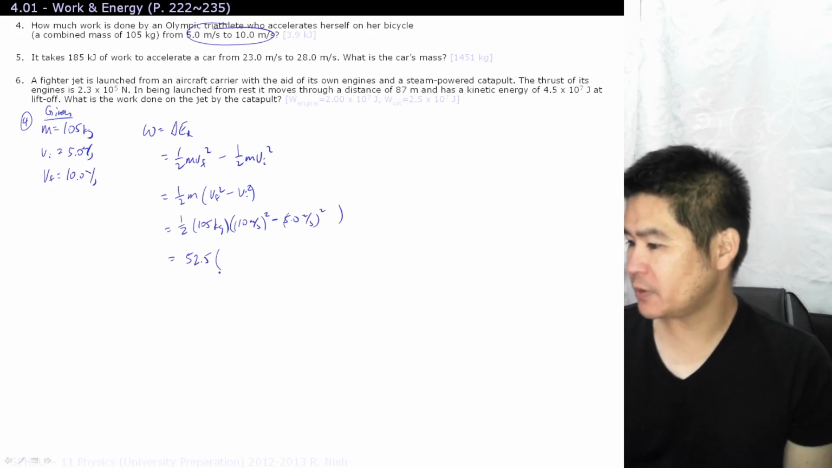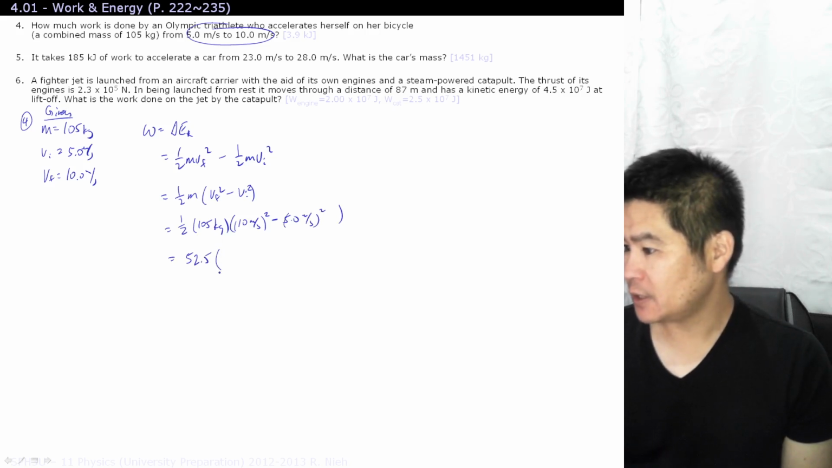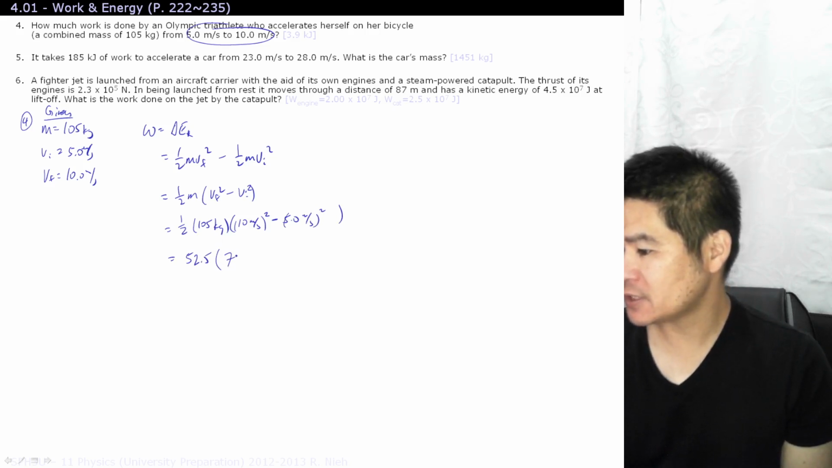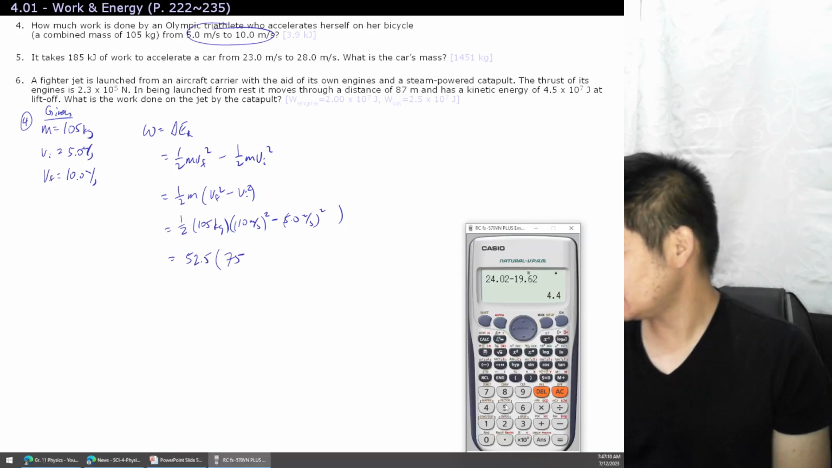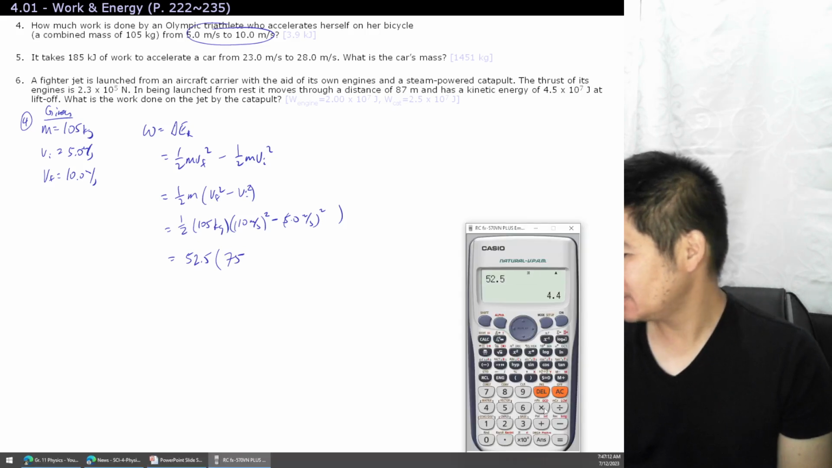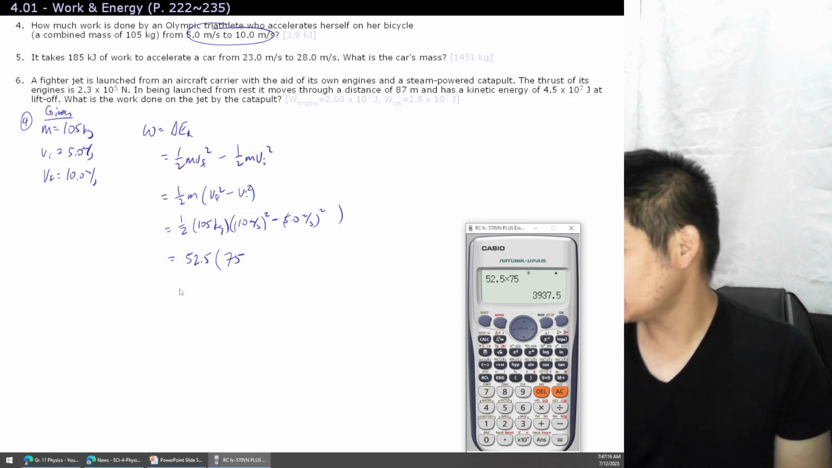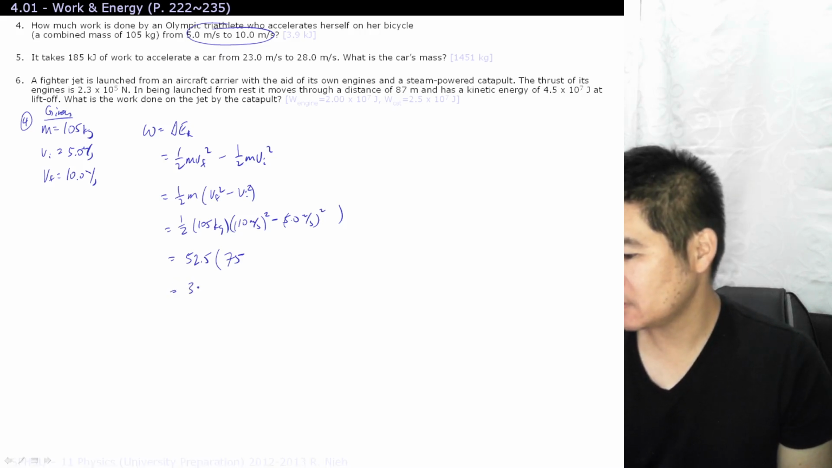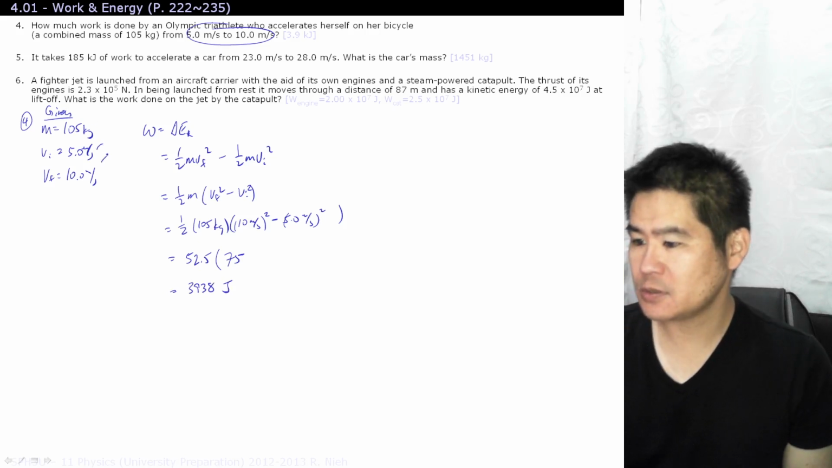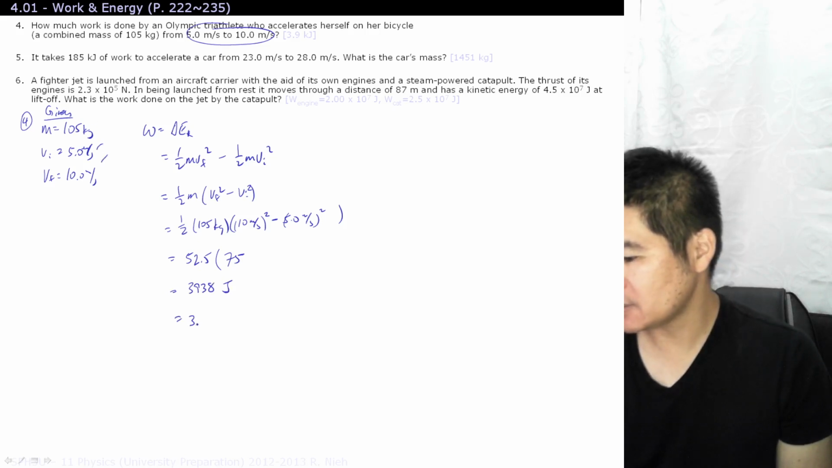So it's 52.5 times 100 subtract 25, which is 75. 52.5 times 75 will give you 3938 joules. To 2 sig figs, I would write this down as 3.9 kilojoules.